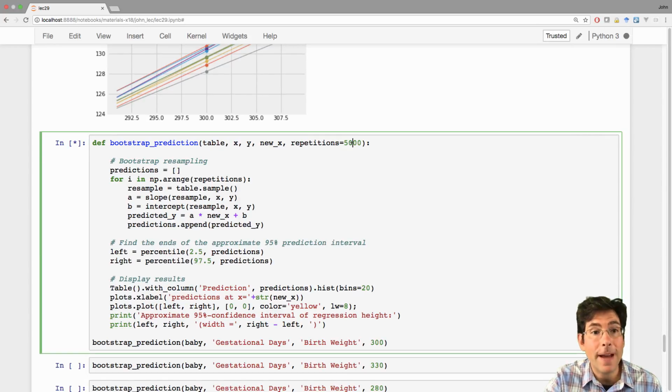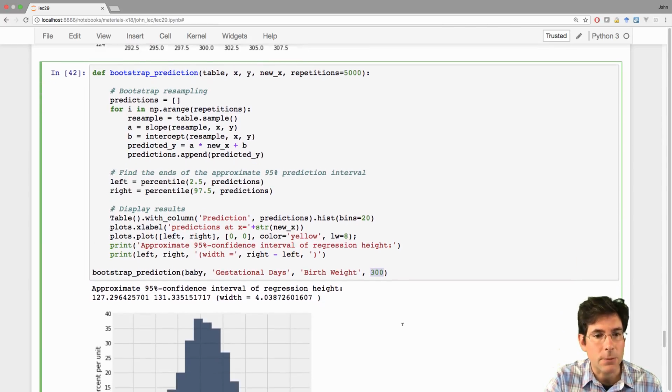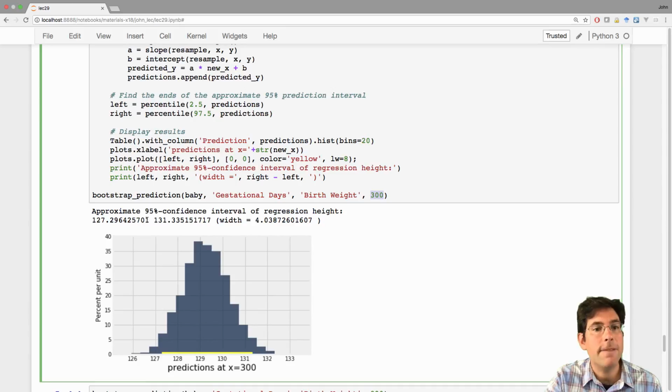Here, we're making 5,000 repetitions of the process, and we're focusing on x equals 300. And we get a 95% confidence interval that our prediction should be somewhere between 127.3 ounces and 131.3 ounces, or a width of about 4 ounces. And that width is because if you draw a histogram of the different predictions from resampling, it's normally distributed, and most of the values fall in this range described by the confidence interval.